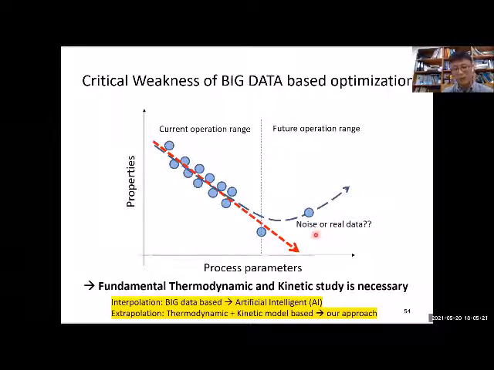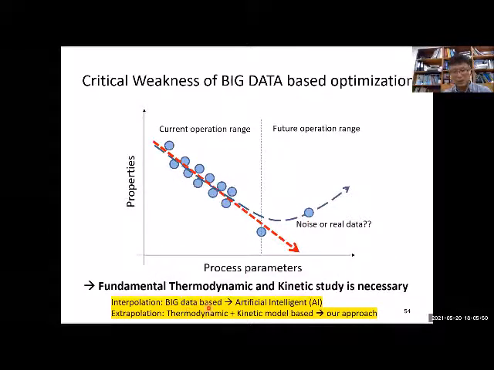So no engineer can actually say that this is noise or real data and then very bravely make an operation like this or an operation like this. Nobody wants to take responsibility. So we want to make something which is useful not only for the current operation, we want to make something predictive for the future operation condition. That's what we want to develop in our research group now.